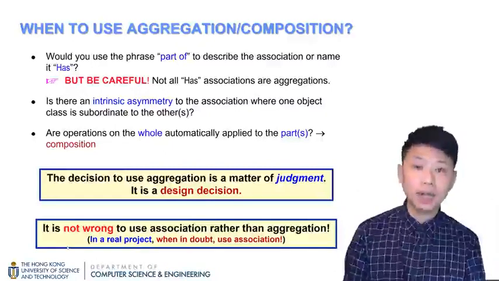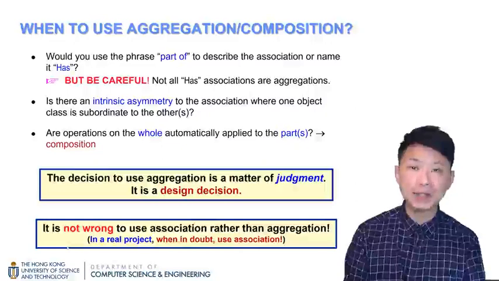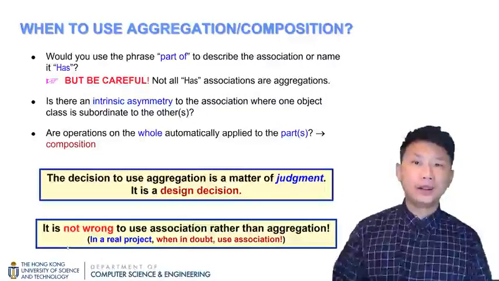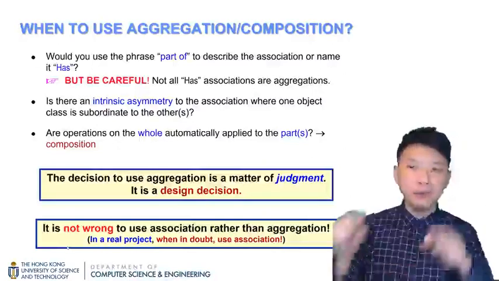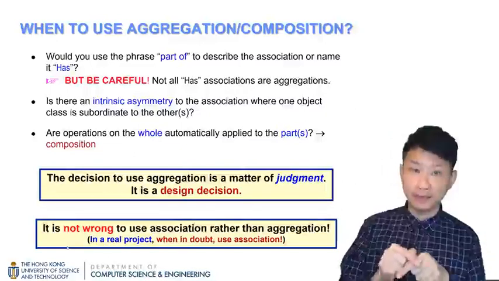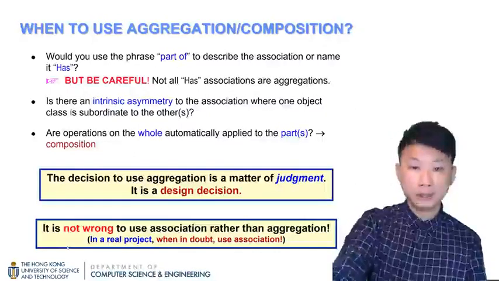So that's why it's important that you think twice before you use aggregation or composition in a class diagram. Think about whether something is really part of something before you use a diamond within your class diagram. Okay, and that's all I want to cover in this lecture.